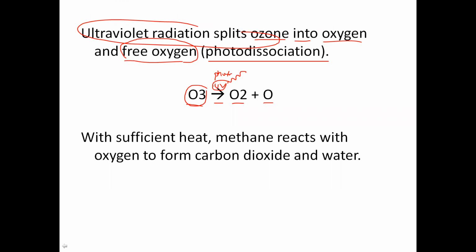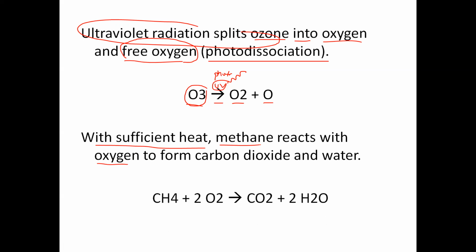Then for the next, this is a combustion, okay? Something is burning here. So with sufficient heat, methane reacts with oxygen to form carbon dioxide and water. If you're going to analyze this sentence, you can visualize that it's burning. There's a burning scenario here. With sufficient heat, if you remember the fire triangle, there should be heat, there should be oxygen, and there should be fuel. That's the methane. So how are we going to convert this into a chemical equation?